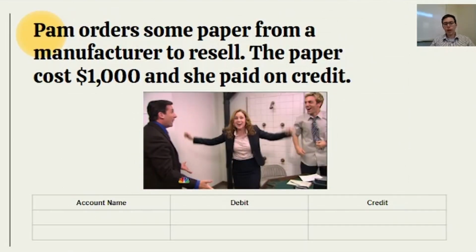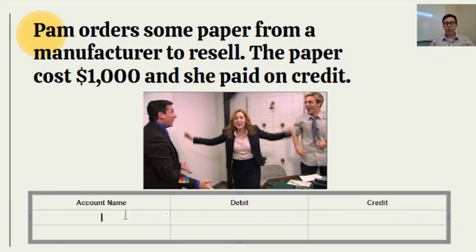Pam orders some paper from a manufacturer to resell. The paper costs $1,000 and she paid on credit. Since the Michael Scott Paper Company is in the business of buying and reselling paper, when we buy the paper for resale, we're going to consider this what we call inventory. Inventory is a type of asset, so an increase in inventory is going to be a debit for the $1,000.